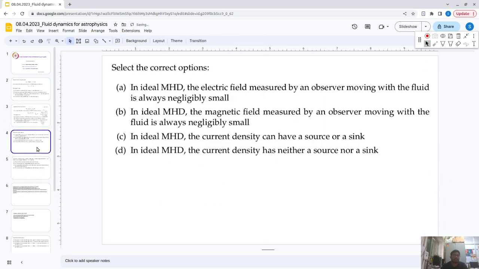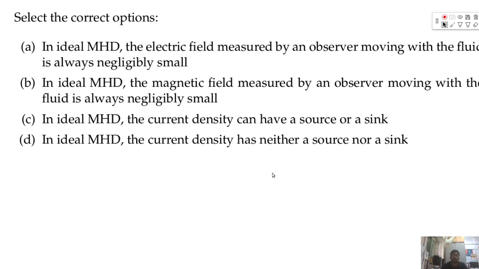Okay, so let's move on to the next question. Fine. So the next question is, select the correct options. So in ideal MHD, the electric field measured by an observer moving with the fluid is always negligibly small.